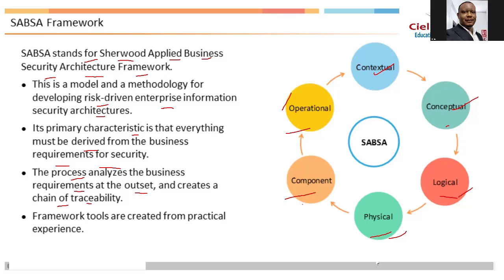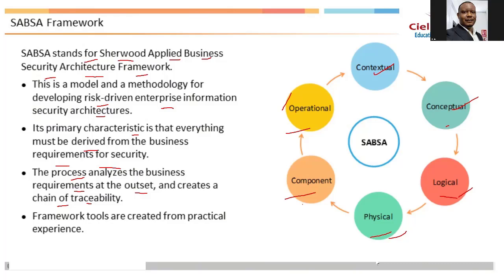Then the logical layer will create logical designs for security, like defining access control policies and network architecture. The physical layer will focus on the physical implementation of security architecture. The component layer will involve detailed component design. The operational layer handles the day-to-day operation of security measures. So all of these layers, if well implemented, would help us meet the security needs of the organization. And that's another very popular architectural framework, which is what we call the SABSA model.